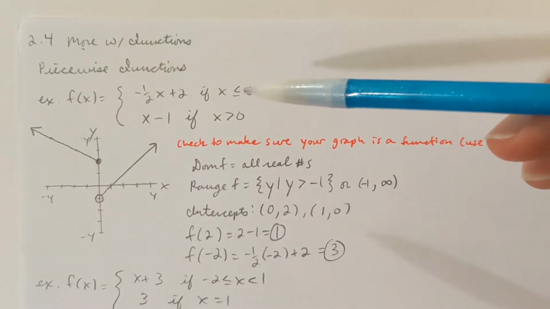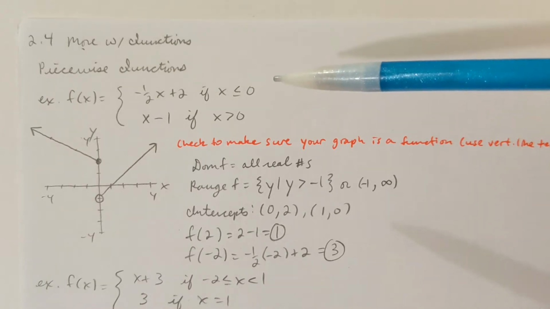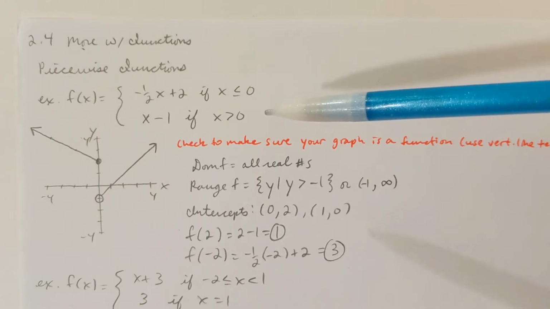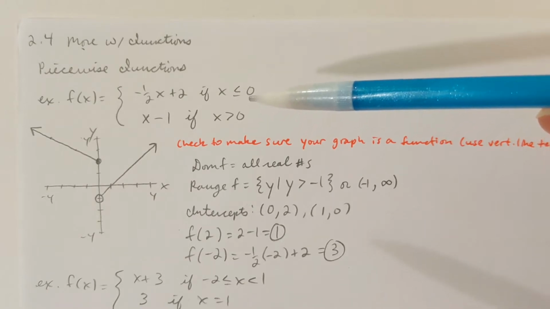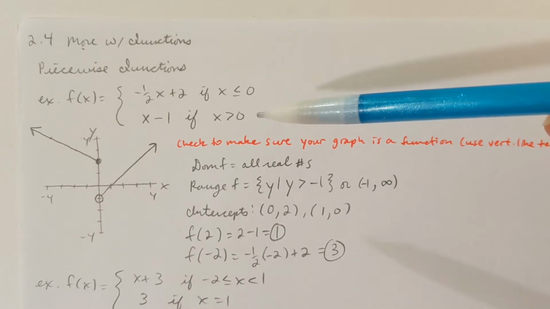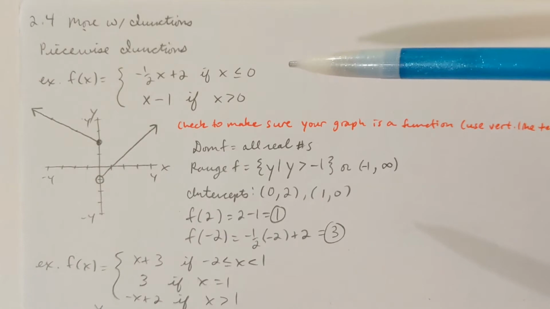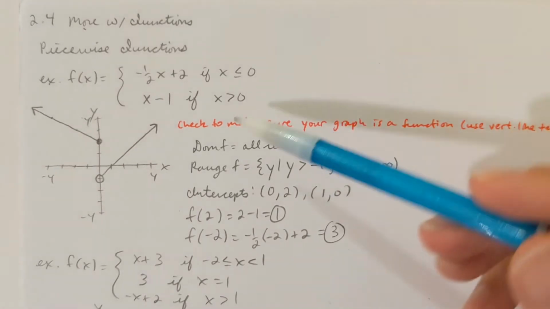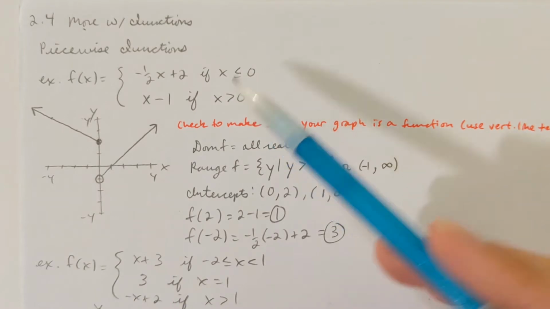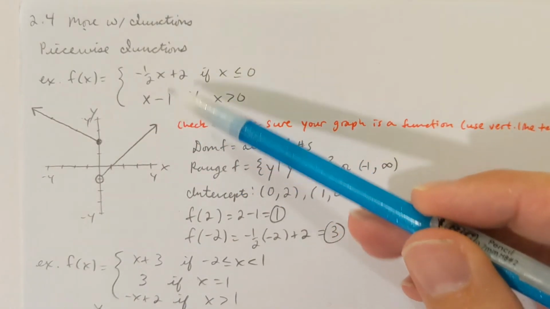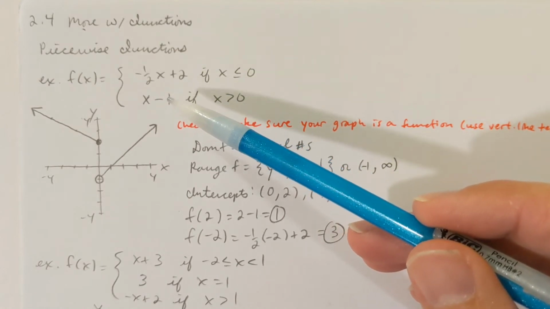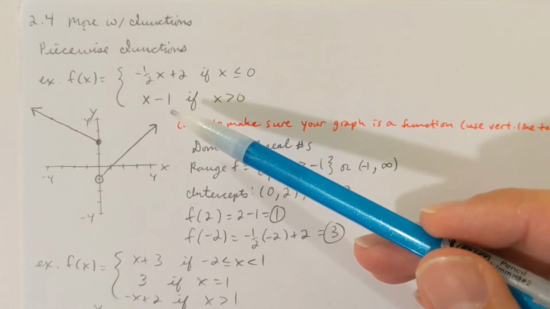Okay, so like here, f of x is equal to negative 1/2 x plus 2 if x is less than or equal to 0, and f of x is equal to x minus 1 if x is greater than 0. So the way that I showed how to graph a piecewise function is to first begin by graphing the line, just flat out ignoring the if condition. Okay, so I've got two lines here. The first line is y equals negative 1/2 x plus 2. The second line is y equals x minus 1.